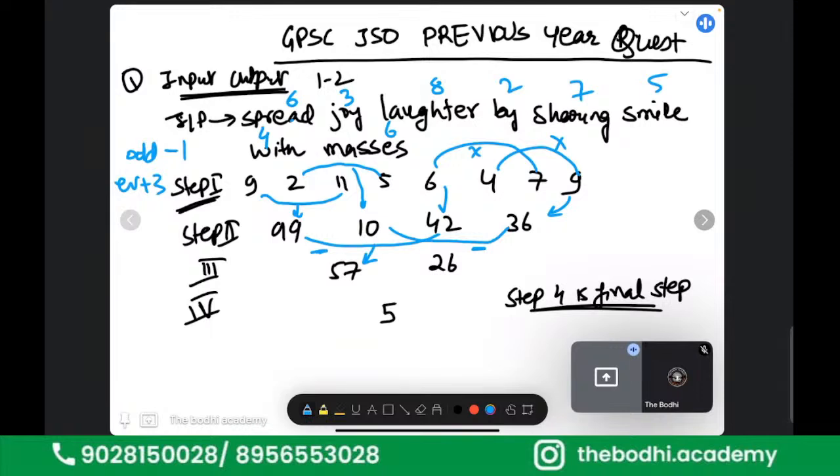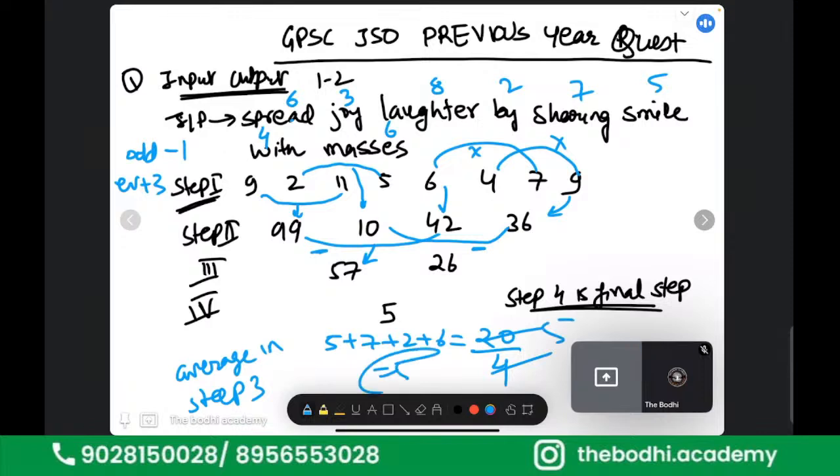Now, how to get the 5? Look at the numbers 57 and 26. 5 plus 7 plus 2 plus 6 is equal to how much? 5 plus 7 is 12, plus 2 is 14, plus 6 is 20. 20 divided by 4. Actually, we are finding the average in step 3. So add all the digits and divide by the number of digits. We have added 5 plus 7 plus 2 plus 6 equal to 20, and 20 is divided by the number of digits, that is 4. So if we cancel it, we get 5 as the answer.